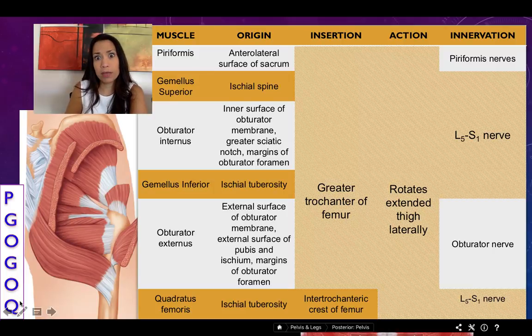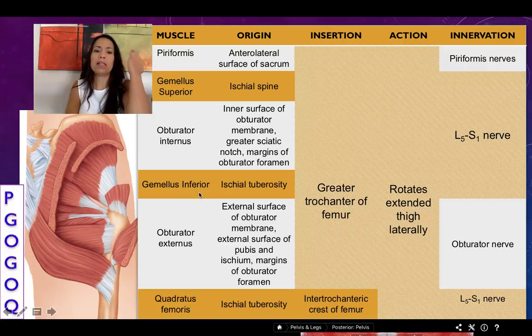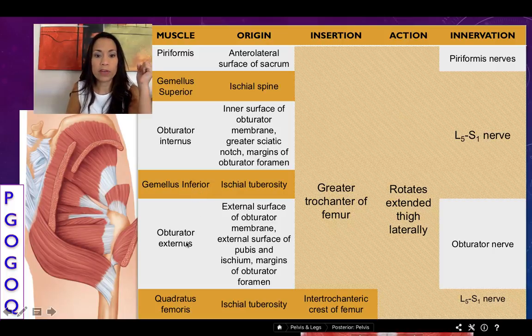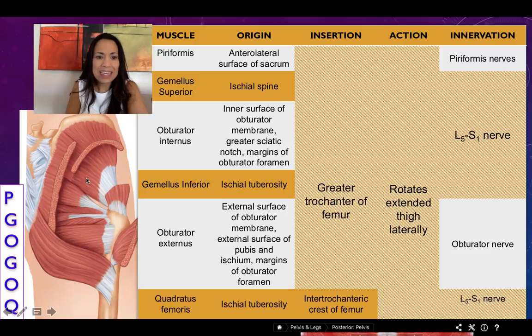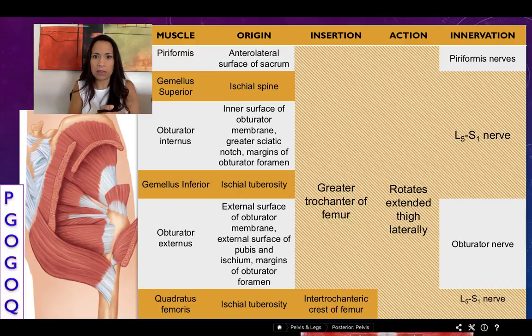P-go-go-Q. P-go-go-Q. Do you know what it is? It is P for piriformis, gemellus superior, obturator internus, gemellus inferior, obturator externus, and quadratus femoris. Okay, so gemellus first the superior, obturator first the internus. These muscles, as you can see, they're located deeper to the gluteus medius and gluteus minimus. Okay, so this is the deepest layer.